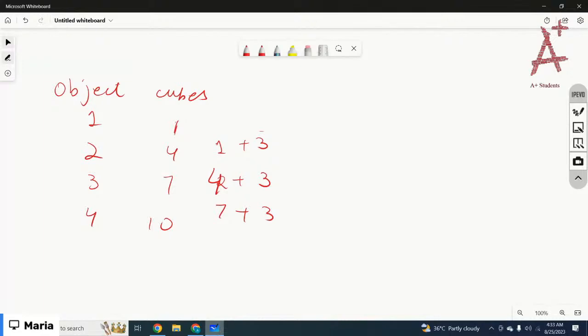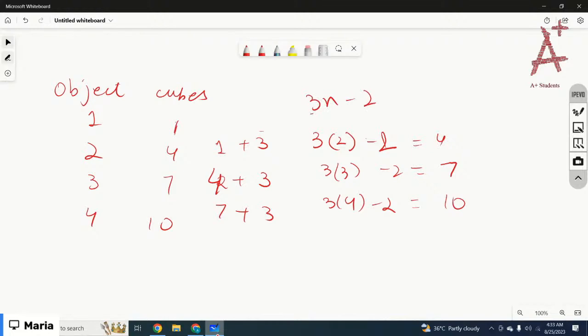Or either you can do it like this, 3 times 2 minus 2. So 3 times 2 is 6, 6 minus 2 is 4. 3 times 3 minus 2, 9, 9 minus 2 is 7. Then 3 times 4 is 12 and 12 minus 2. Yes, the pattern rule is 3n minus 2, right?